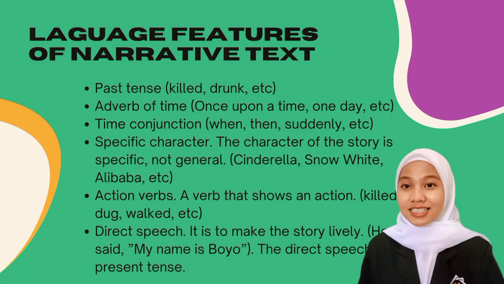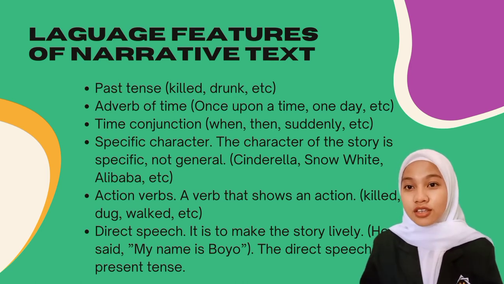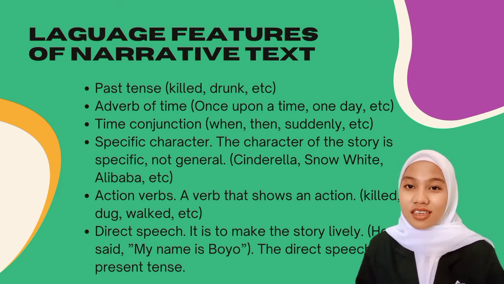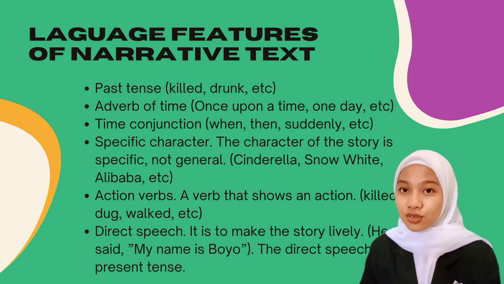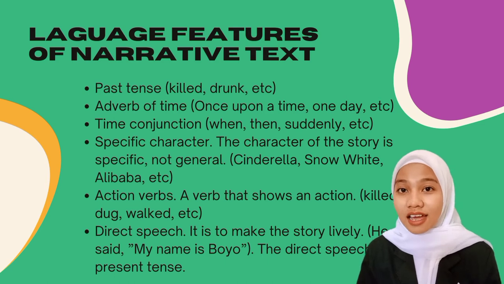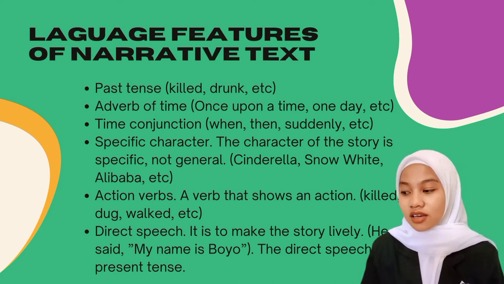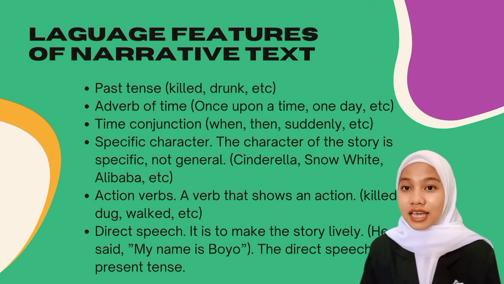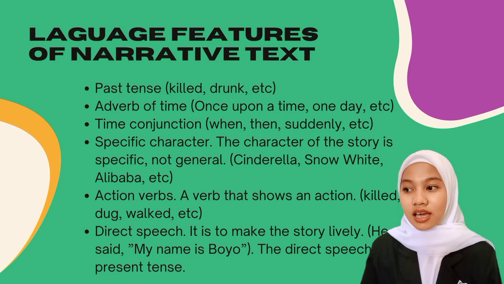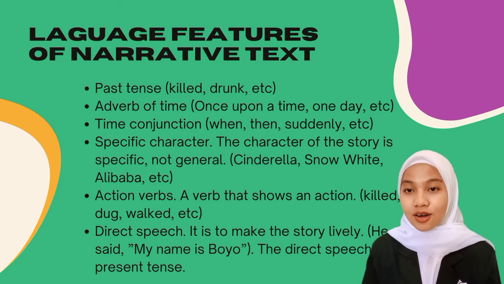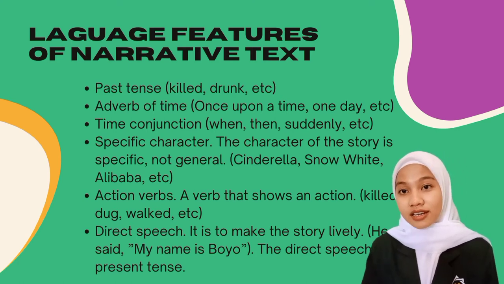Okay. Next is about language features in narrative text. Students, you can use several of these to write narrative text. So, what are they? First, narrative text uses past tense. And then, adverb of time, time conjunction, specific character, action verb, and direct speech. For the formula of past tense, you can remember that past tense uses verb two, okay? For example, killed, drank, and so on.